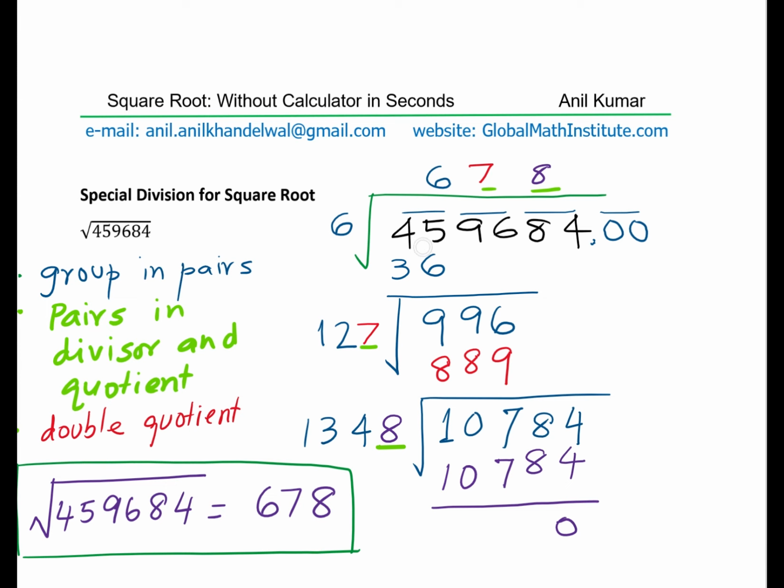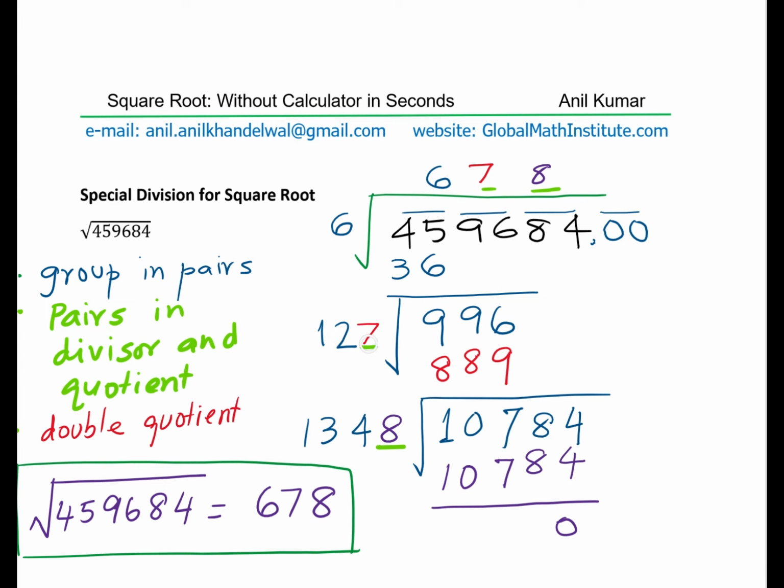6 times 6 is 36. 7 times 7 is 49. So we had to use 6. So we have to write the same number on both the sides. 6 times 6, we got 36. And when we take away 36 from 45, we got the number 9. Now, we have to bring down the other two numbers, and then the quotient has to be doubled. So we doubled 6 to write here as 12.